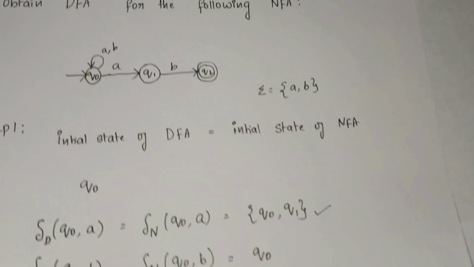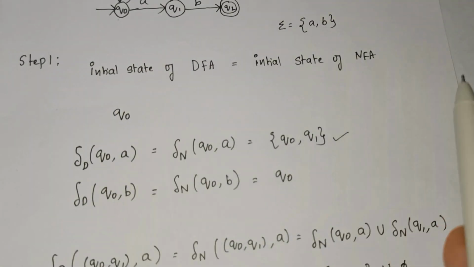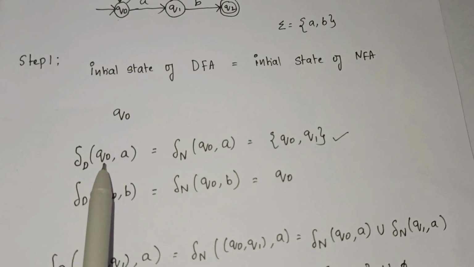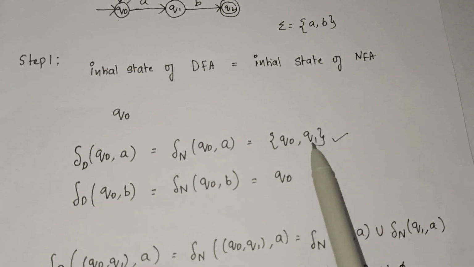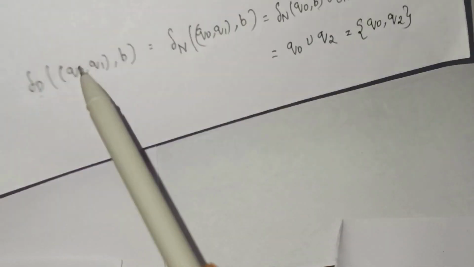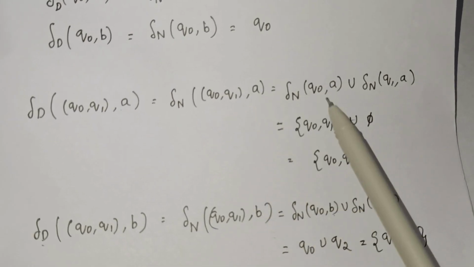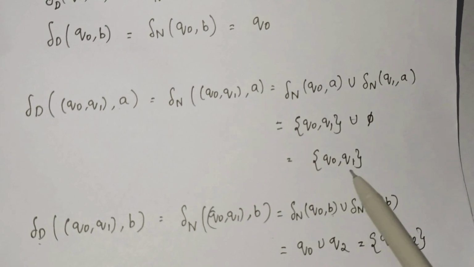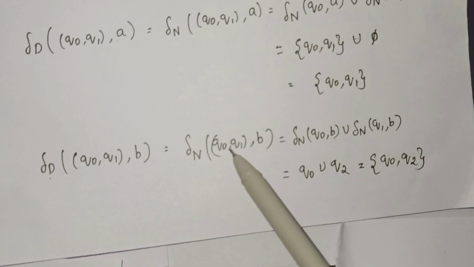Okay. So hope you understood this first step. Initial state of DFA is initial state of NFA. So we have taken Q0. Next, delta D. Start from initial state Q0 on A and B transitions. We got these two. So we take this state and make transitions with A and B. So Q0 on A is delta N of Q0 on A, Q1 on A. So finally we got Q0, Q1. Q0, Q1 on B equals NFA's Q0, Q1 on B.